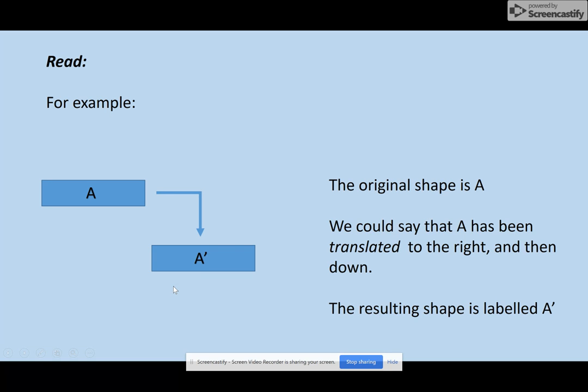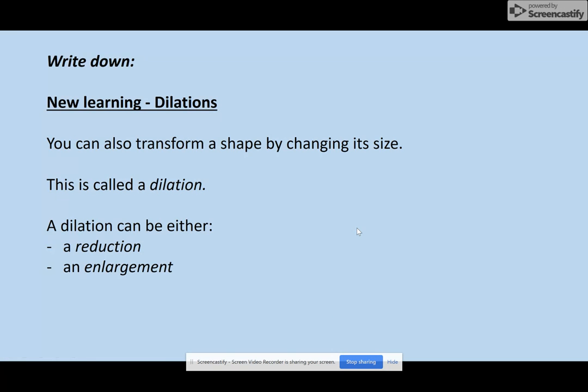But the transformation you're going to be looking at today, just ignore this text to the right, it's exactly what I just said, is a dilation, and a dilation does change the shape, and it changes it by making it smaller or larger.